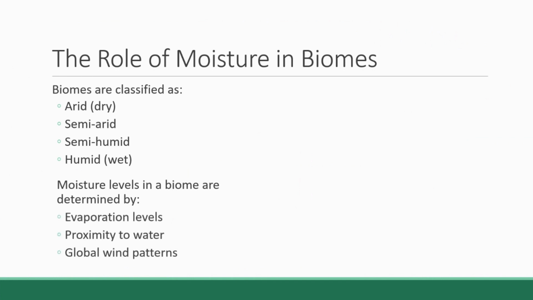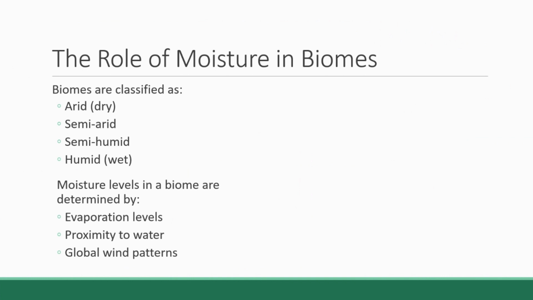Evaporation levels, which are a factor of how much heat the area gets from insolation; the proximity of the area to a body of water, because as we learned about in the water cycle, bodies of liquid water are the source of water vapor that evaporates and then turns into precipitation; and global wind patterns, which also determine where moist versus dry air tends to coalesce.